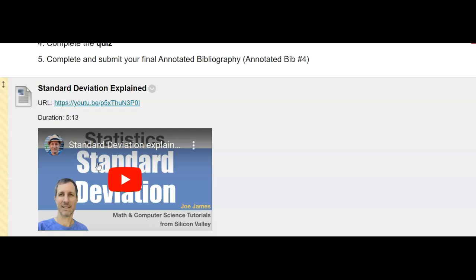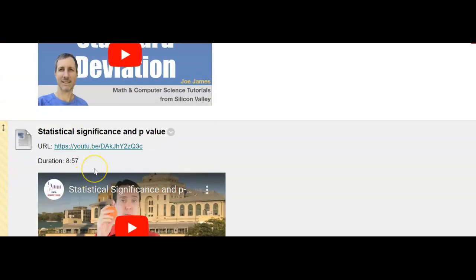So standard deviation is very important. I'm sure you can pick up about the mean, median, and mode, those kind of things in your book, but standard deviation and the p-value, statistical significance, I felt as though were two very important points that I wanted to have additional resources for you to best understand.